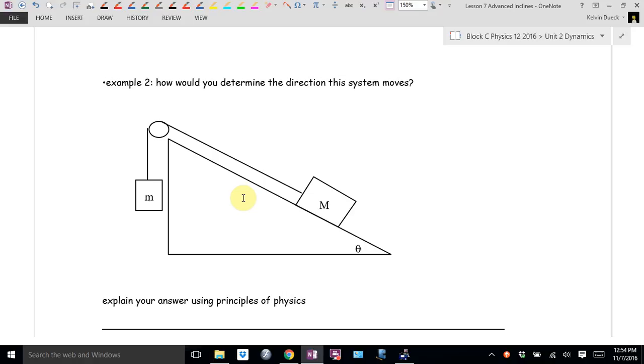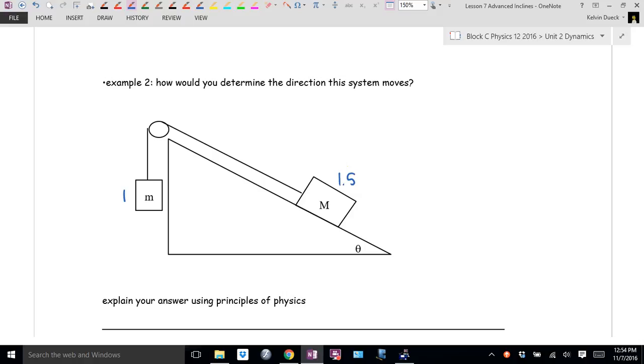Look up, don't write this down. If this was 1 kilogram and this was 90 kilograms, I think the 90 is going to slide down the hill, lifting up the 1. But what if this was 1.5 kilograms? Now I'm not so sure.